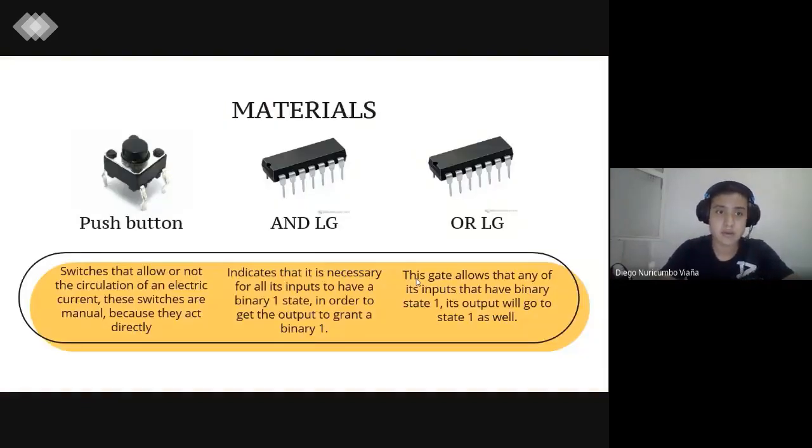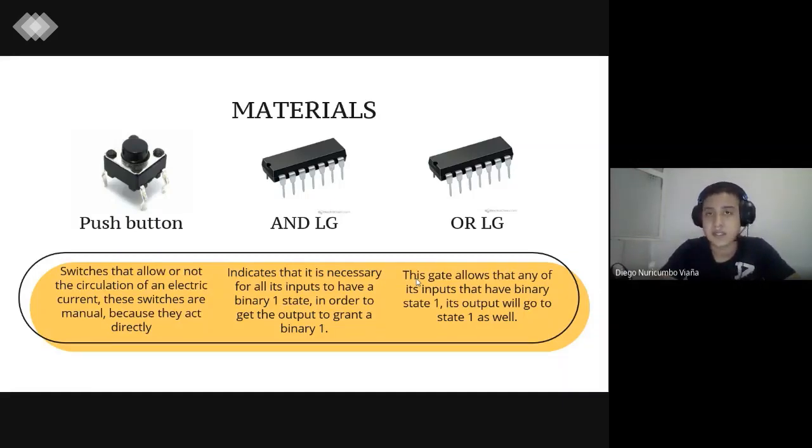Alright, we have here the push button. These are switches that allow or block the circulation of the electric current. These switches are manual because they act directly. You can touch it and it's going to work. And now here we have the AND logic gate.